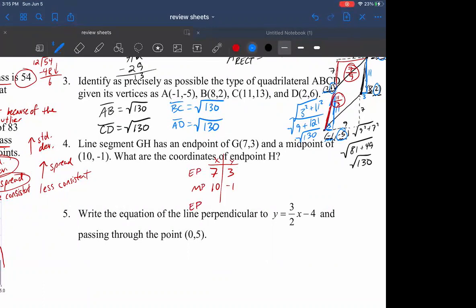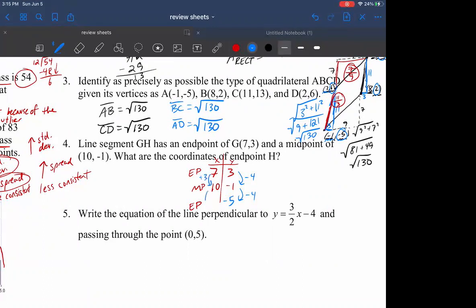We talked about how easy these problems are because it's just find the pattern to get from one end to the middle and repeat it. So how do you get from 3 to -1 in the Y's? You take away 4. So let's repeat that. -1 take away 4 makes -5. How do you get from 7 to 10 in the X?